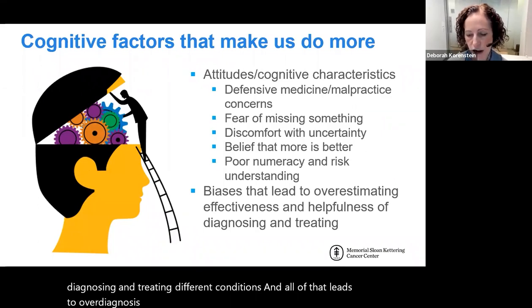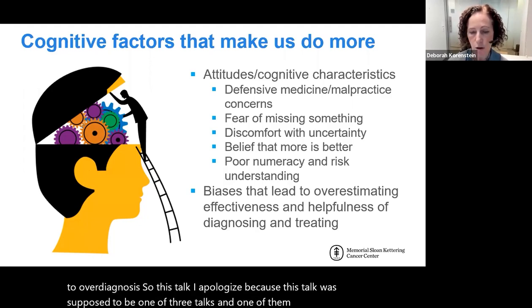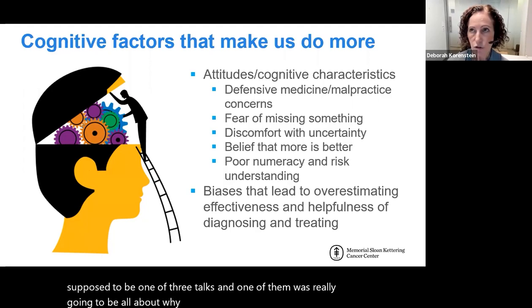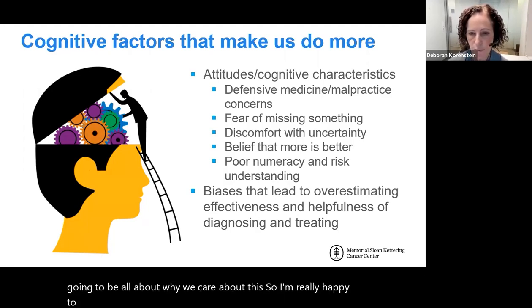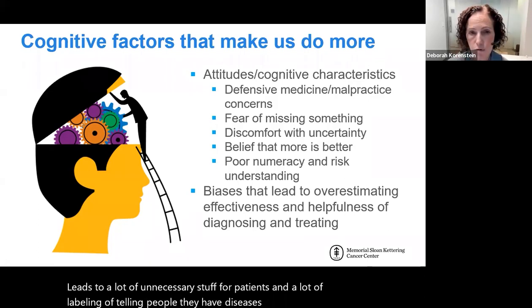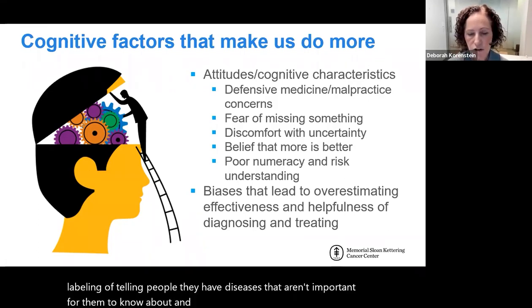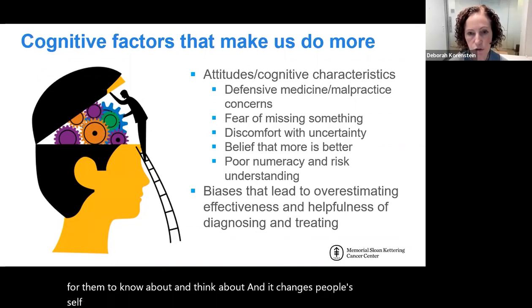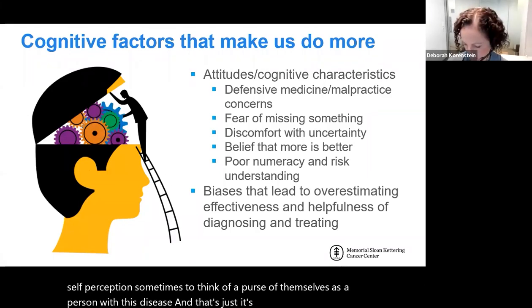So, this talk, I apologize, because this talk was supposed to be one of three talks, and one of them was really going to be all about why we care about this. So I'm really happy to talk about that in the Q&A, but, to put it briefly, the reason we care is that overdiagnosis really leads to a lot of unnecessary stuff for patients and a lot of labeling, of telling people they have diseases that aren't important for them to know about and think about. And it changes people's self-perception sometimes to think of themselves as a person with this disease. And it's just not good for people's lives.